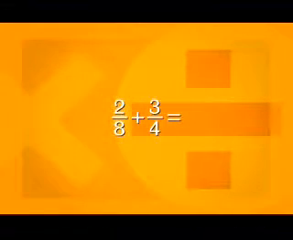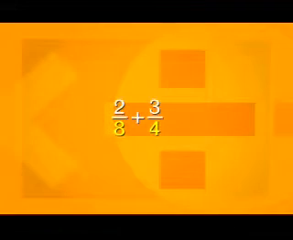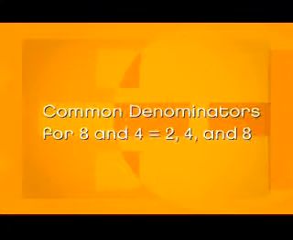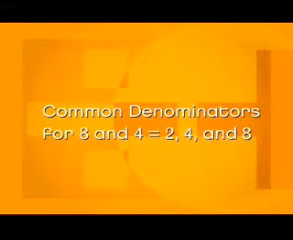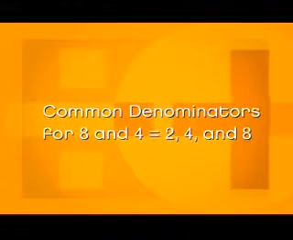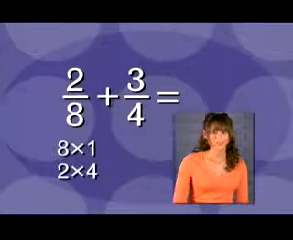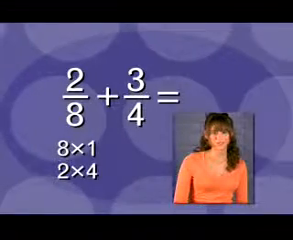For 2/8 plus 3/4, we look to the denominators and find the multiples of each denominator. Multiples of a number are that number times 1, 2, 3, 4, etc., and every other whole number. You can find the smallest common multiple by hand by listing the multiples of each denominator until you find the first common one. For the 8, let's list the multiples. 8 times 1 is 8. 2 times 4 is 8.